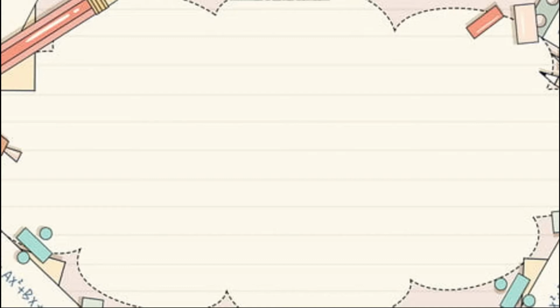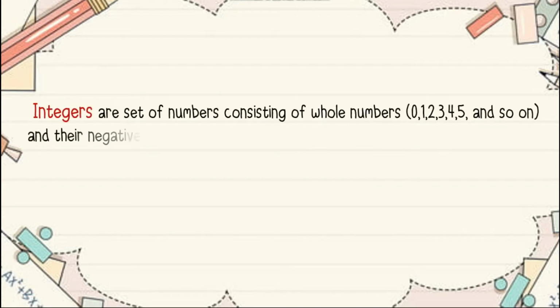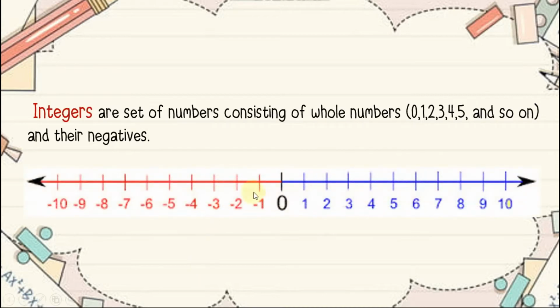This time, let's have operations on integers. But before we proceed, let's go back to the definition of integers. Again, integers are a set of numbers consisting of whole numbers and their negatives. On the number line, from 0 going to the left is the set of negative numbers. From 0 going to the right is the set of positive numbers. 0 is neither positive nor negative.